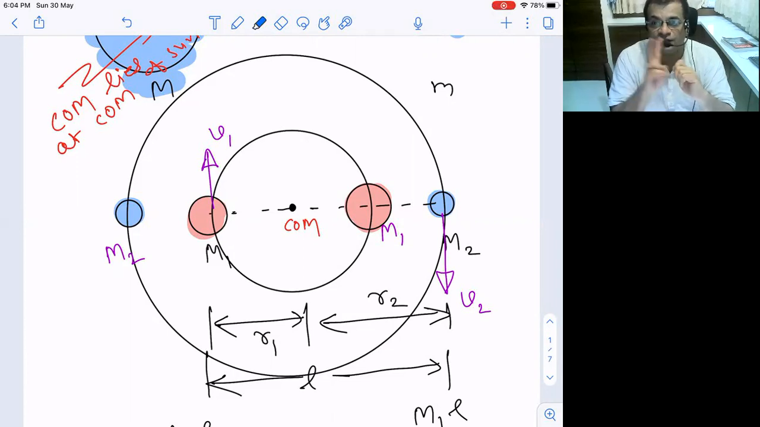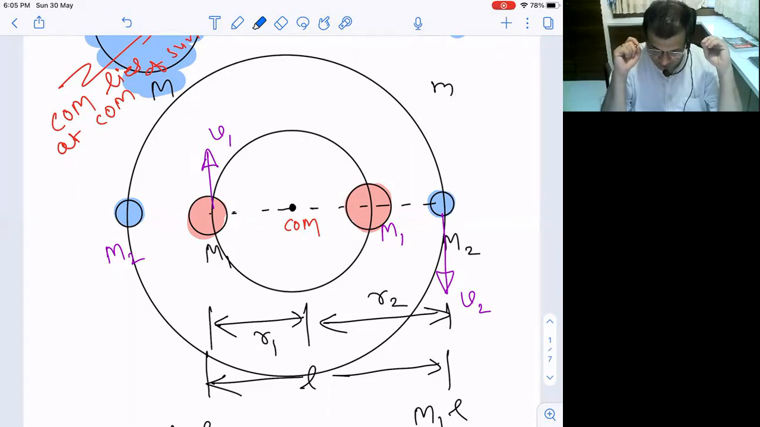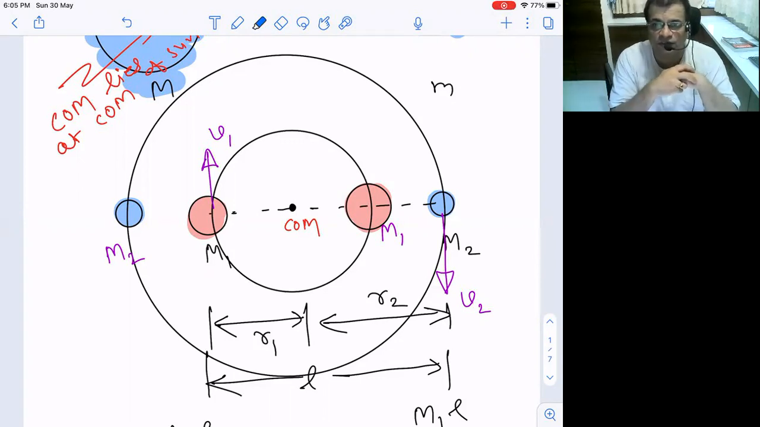अरुंधति एंड वशिष्ठ ऐसे दो स्टार्स है अपने यूनिवर्स में जो एक दूसरे के भीतर दोस्तों घूमते हैं अबाउट द सेंटर ऑफ मास. So notice that in such a system, friends, these two stars are rotating about each other due to the mutual gravitational attraction. The centripetal force responsible for rotation is the gravitational force between the two stars. So obviously then the time period of both stars must be the same.